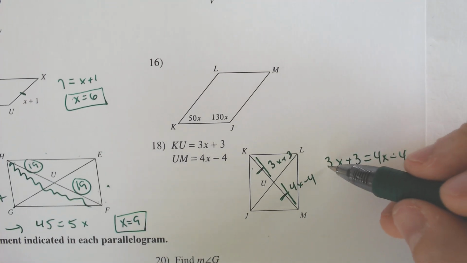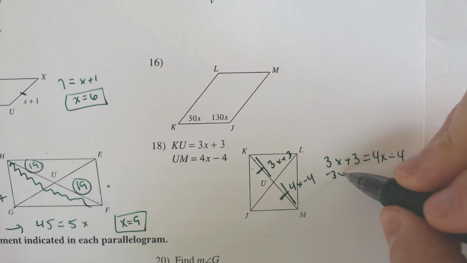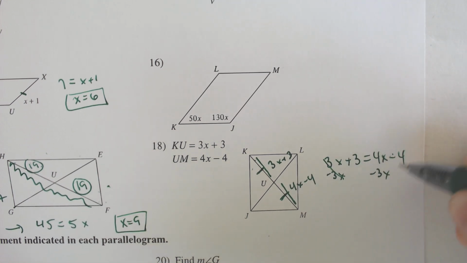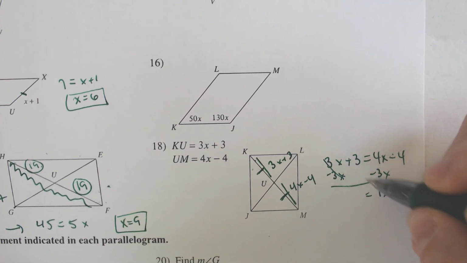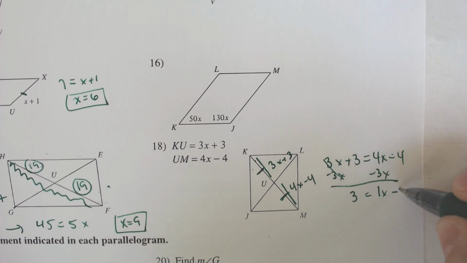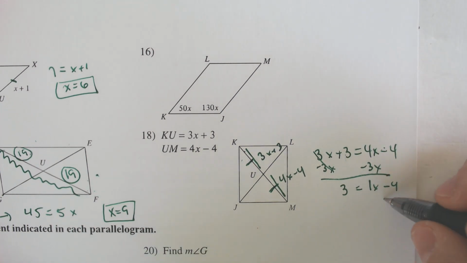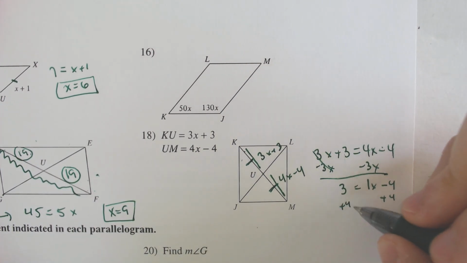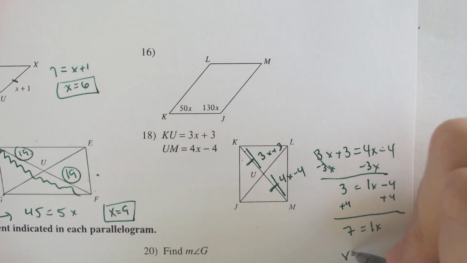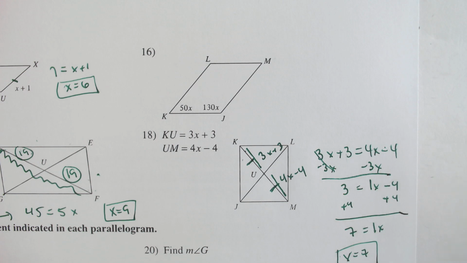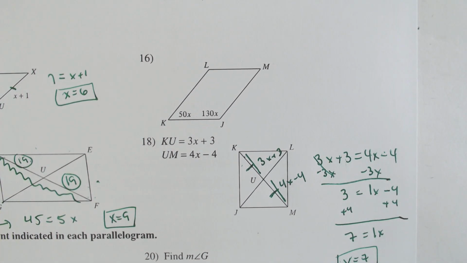So I'm going to personally subtract the 3x over because I know that I can subtract 4 minus 3 to make 1x. This 3 drops down. That minus 4 drops down. We have to add 4 to both sides. And we get 7 is equal to 1x, which of course means x is equal to 7. Okay? That's going to do it for this one.